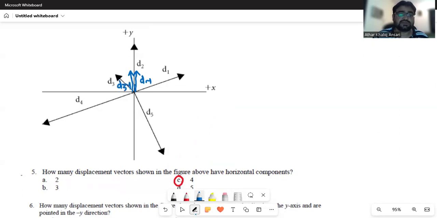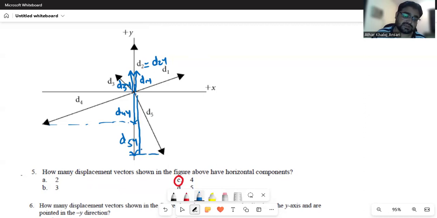Sorry, D3Y. D2 is already like D2Y. It is the same because it is only on the y-axis, and D5 is showing here. This one is D5Y, and the other one until here you can say D4Y. So here what we found is there are two in downward direction, that is negative y direction. This is D4, and D5 is until here.